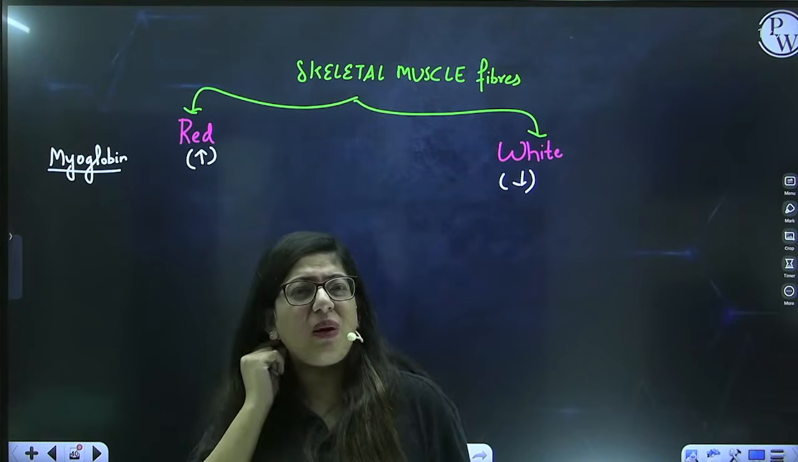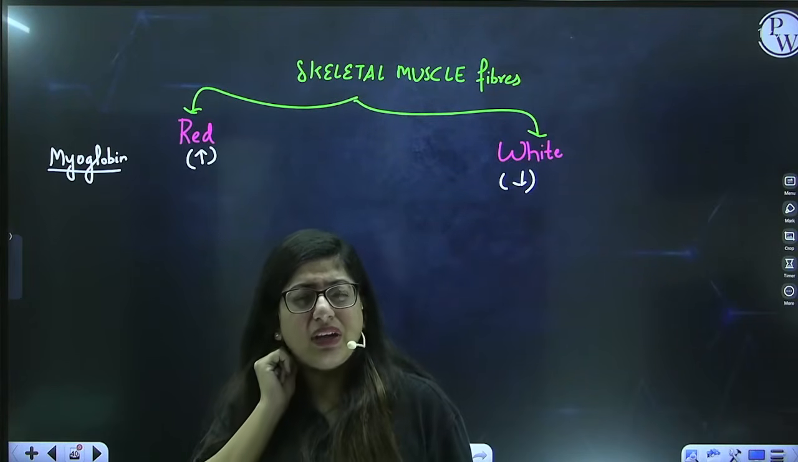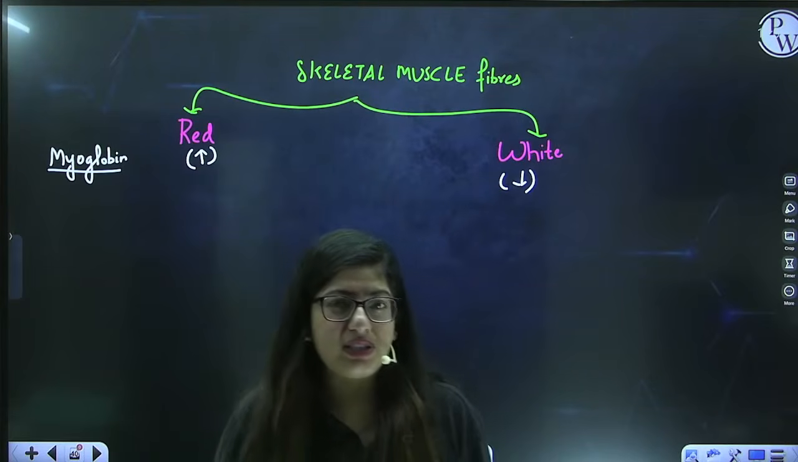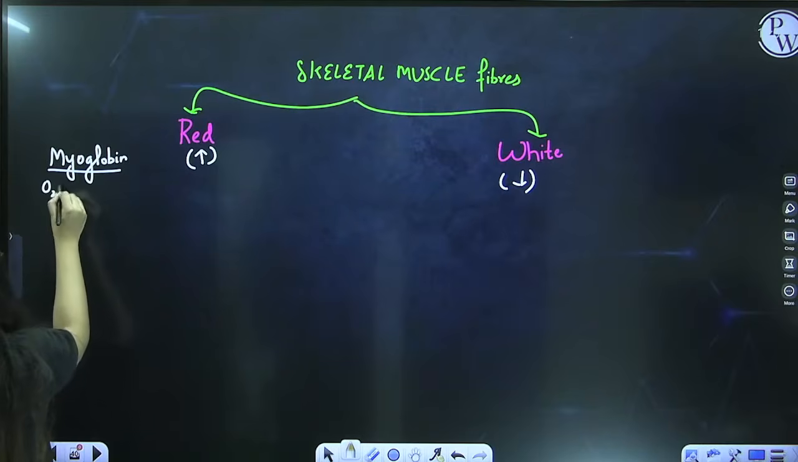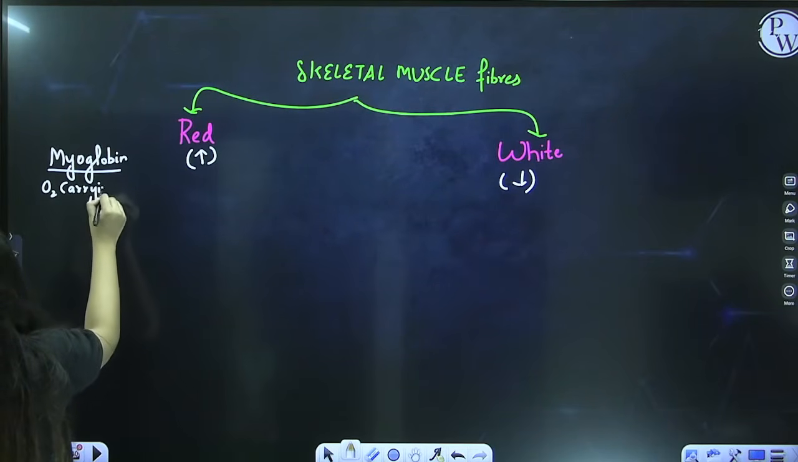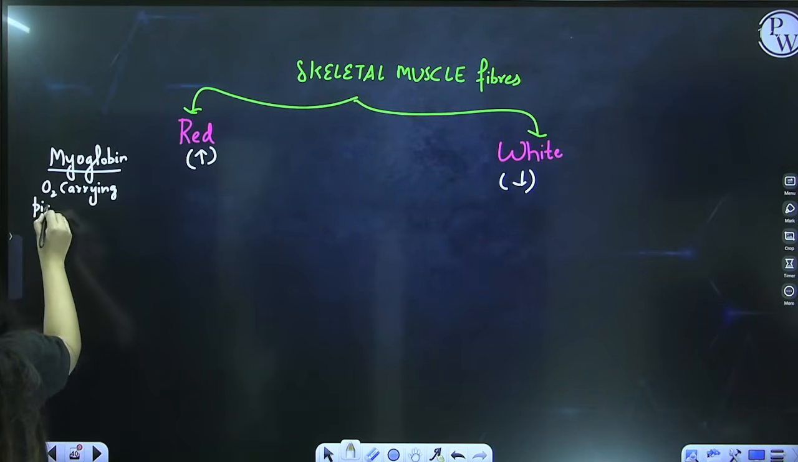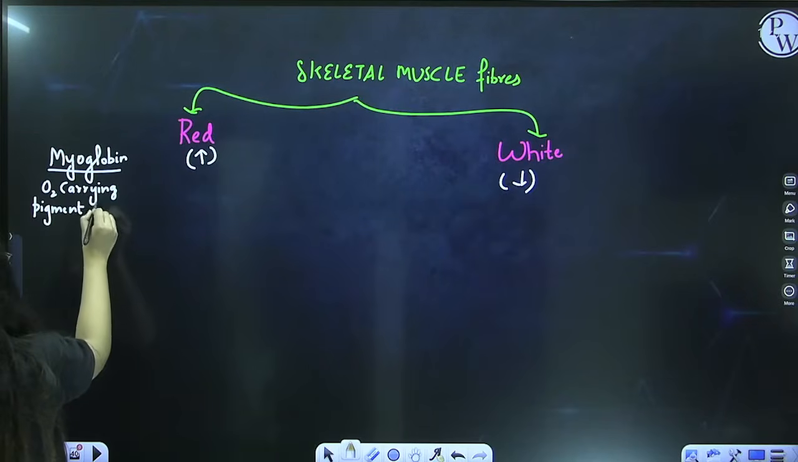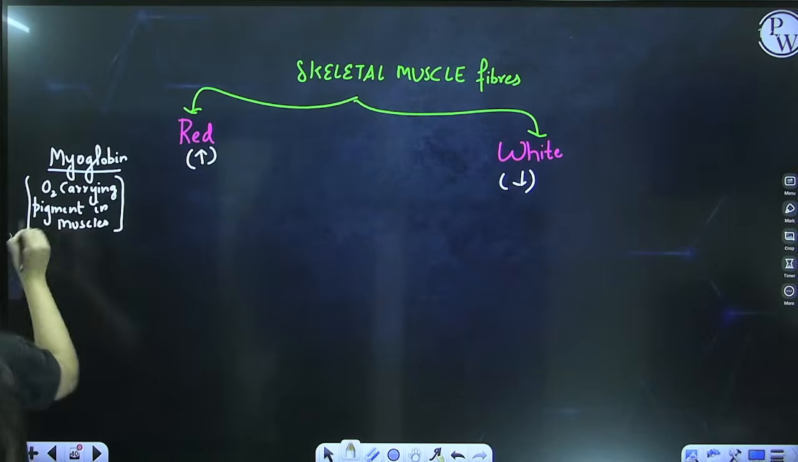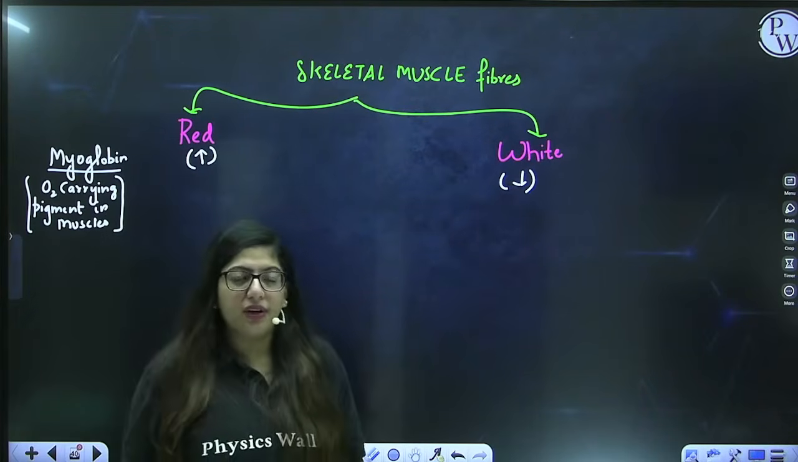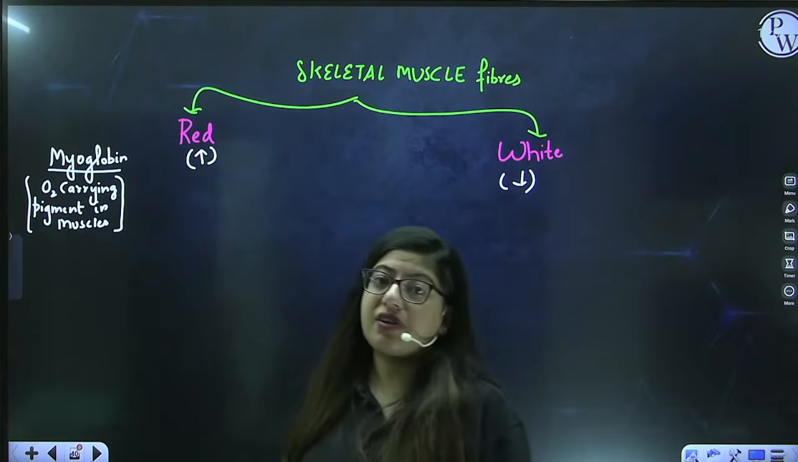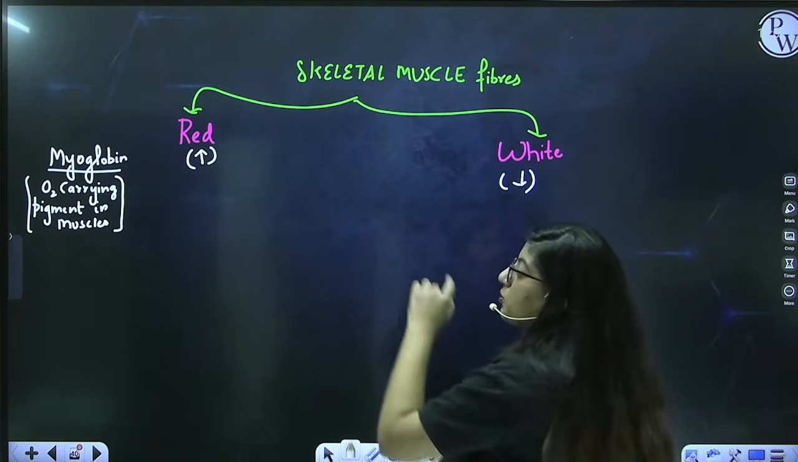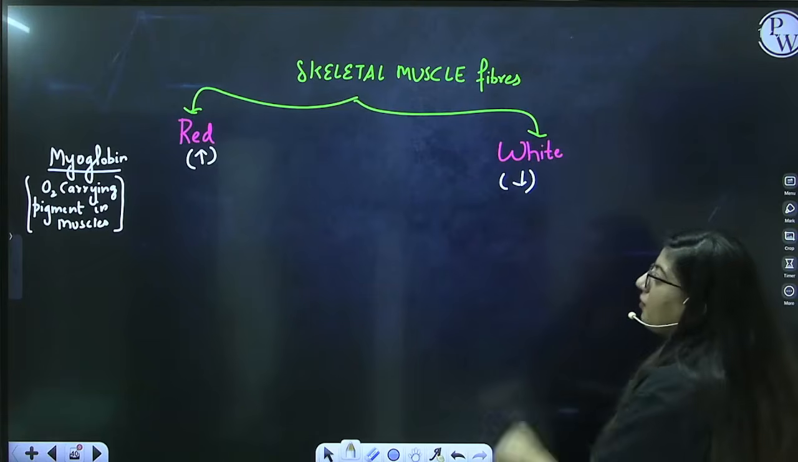Now you must be thinking, ma'am, we have not heard about myoglobin. Like hemoglobin is present in the blood and it carries oxygen, just like that, it's the oxygen carrying pigment, especially in muscles. It's only present in muscles. Hemoglobin gives red color to the blood, just like that, myoglobin also gives red color. So the content of myoglobin is more in the red, but it's less in the white.